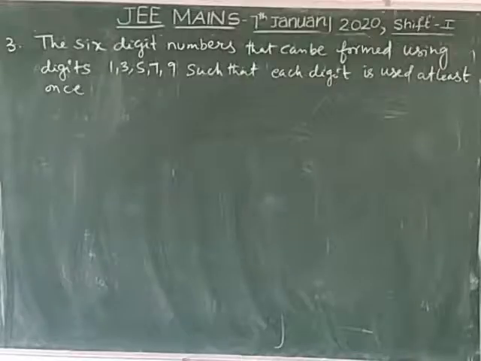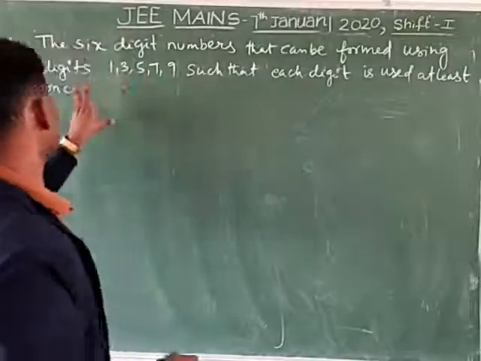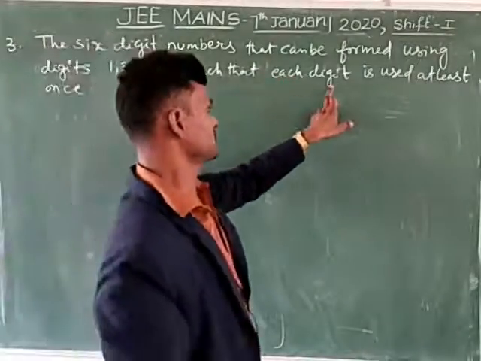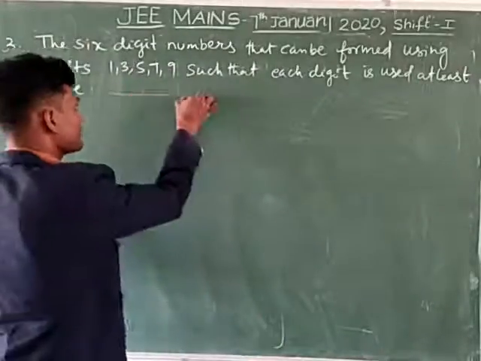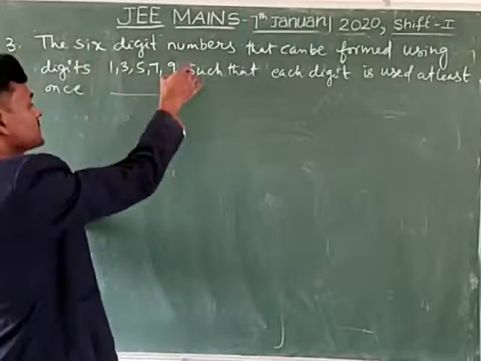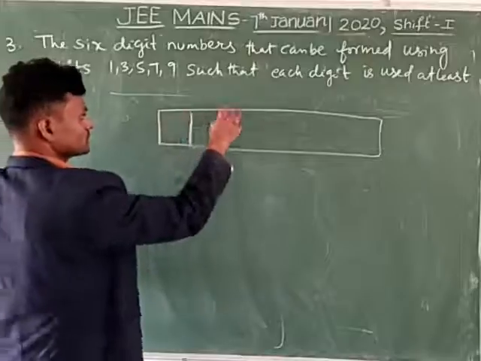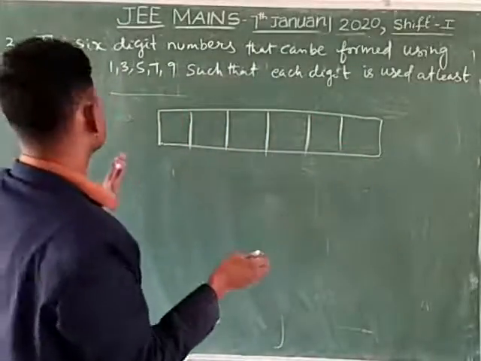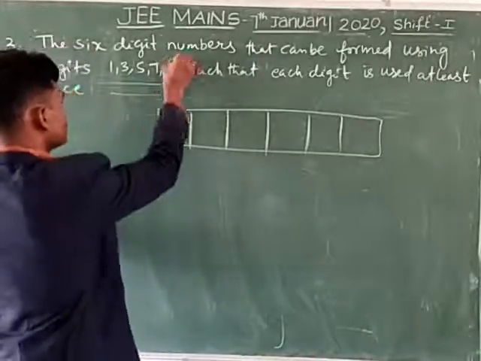Okay, next question. This is a permutation combination question. The number of 6 digit numbers that can be formed using the digits 1, 3, 5, 7, 9 such that each digit is used at least once. Here this is a fill in the blanks question. You have to find this value. Here total 6 digit number. You have to draw 6 digits: 1, 2, 3, 4, 5, 6. Here 6 digits number you have to form, but the given numbers are only 5.